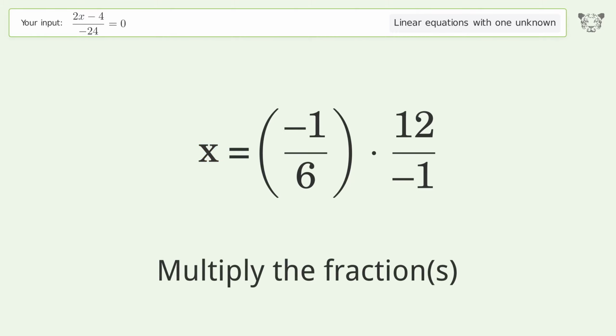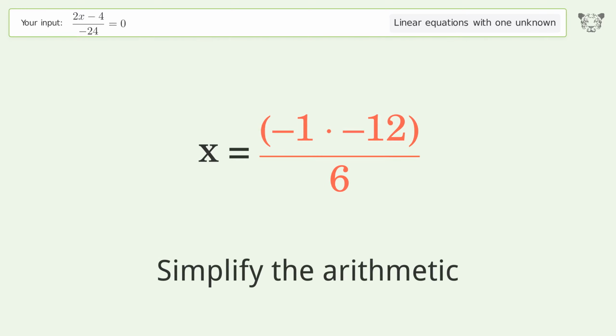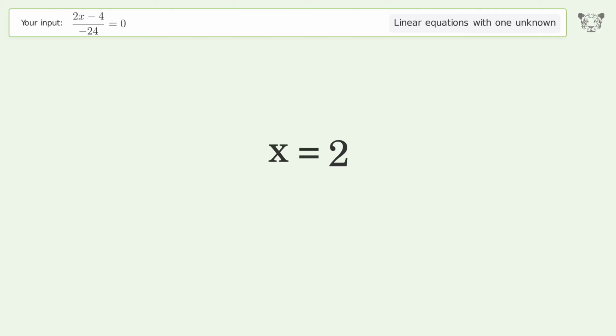Multiply the fractions. Simplify the arithmetic. And so the final result is x equals 2.